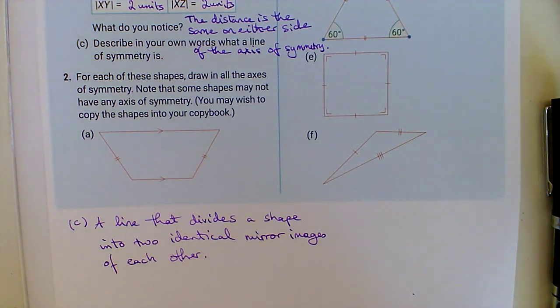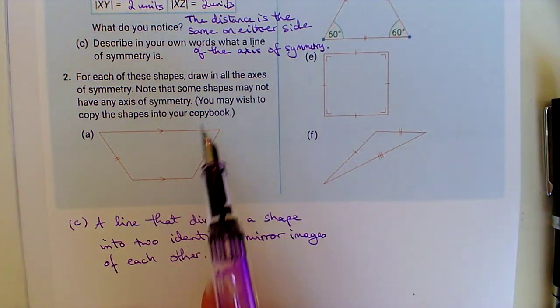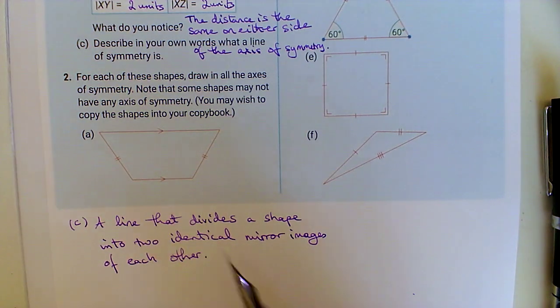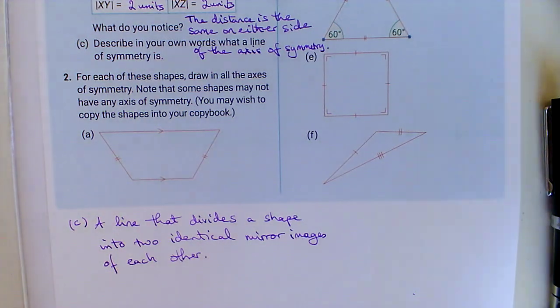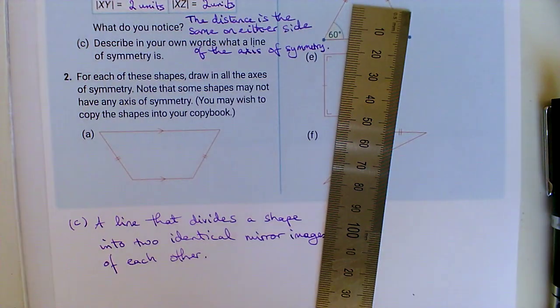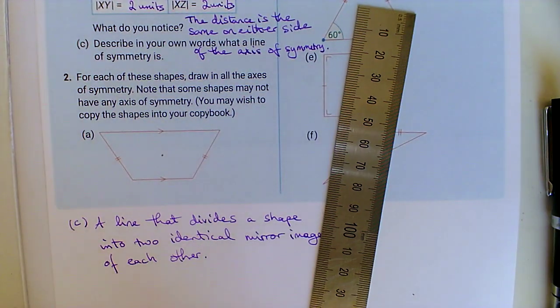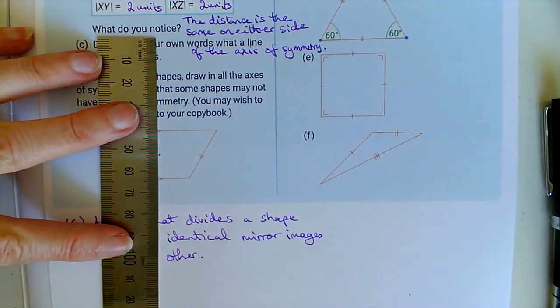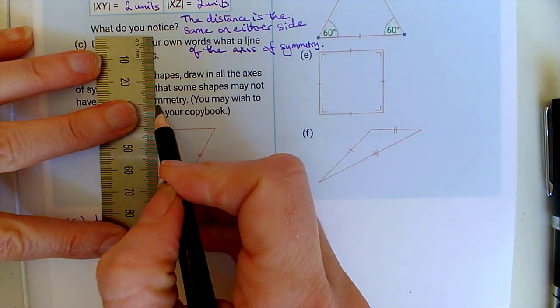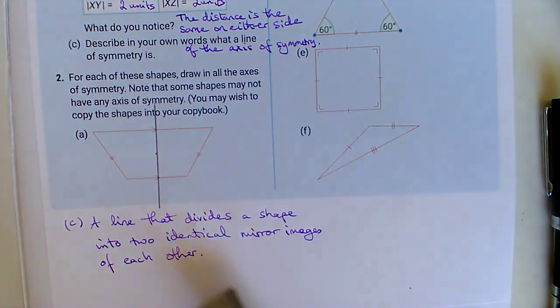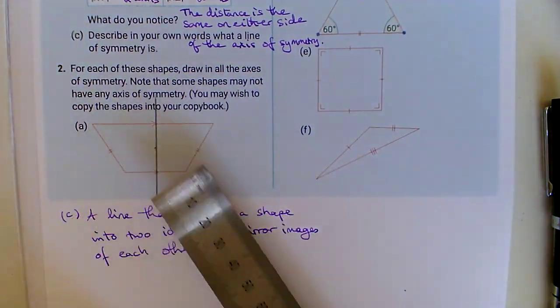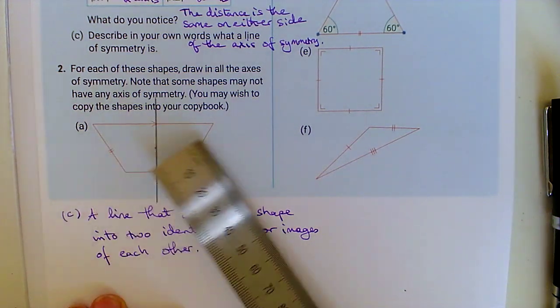Now, question 2. For each of these shapes, draw in all the axes of symmetry that you possibly can, and some shapes mightn't even have an axis of symmetry. So we might just note that if there is no axis of symmetry, no line where you can fold it and it will be a mirror image. Any axis of symmetry that exists will have to go through the center of the shape. So if I draw a line straight up and down through the center of this shape, it doesn't have to be exact. We've just got one axis of symmetry.